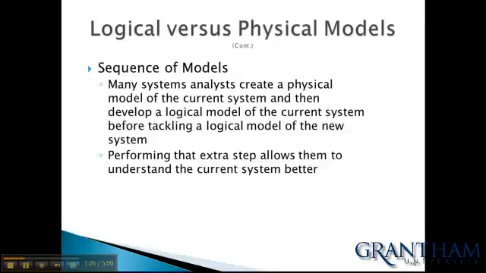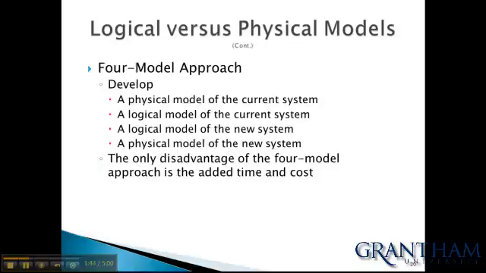Many systems analysts create a physical model of the current system and then develop a logical model of the current system before tackling a logical model of the new system. Performing that extra step allows them to understand the current system better. There are 4 approaches: you develop a physical model of the current system, then a logical model of the current system, a logical model of the new system, and then a physical model of the new system. The only disadvantage of the 4 model approach is the added time and cost that it takes to create the models.